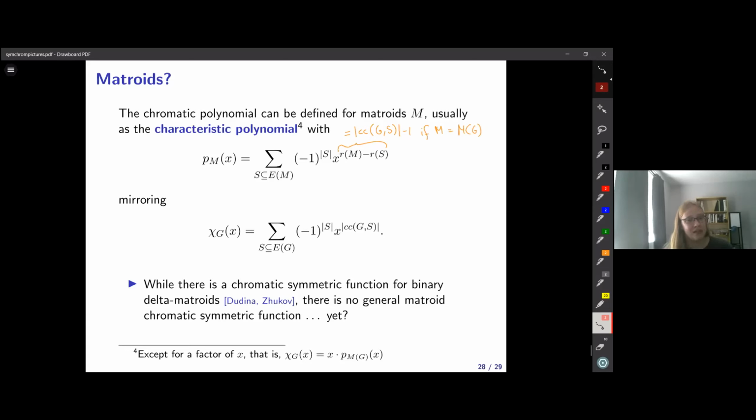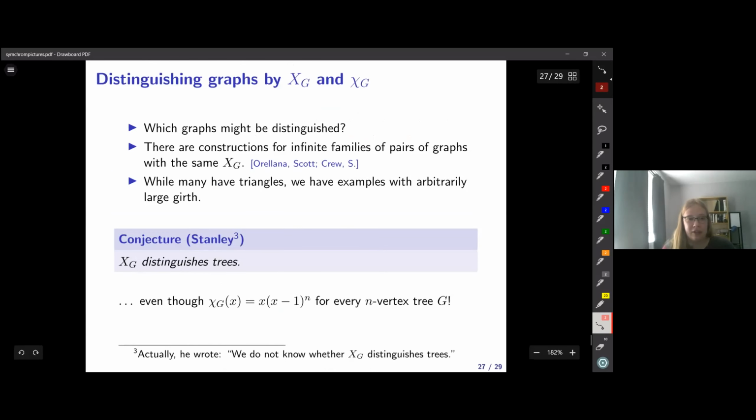So why doesn't the chromatic symmetric function have a matroid analog? There are some definitions, but they're somehow not exact analogs. And, you know, deletion contraction stuff seems like a very natural thing to bring to matroids. There's this small problem that somehow matroids also don't distinguish trees very well.